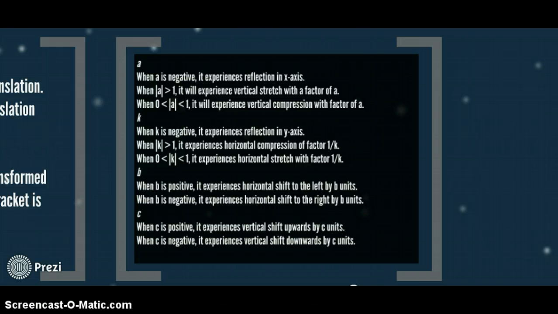As for K, when K is negative, it experiences reflection in y-axis. When K is more than 1, it experiences horizontal compression of factor 1 over K. When K is in the middle of 0 and 1, it experiences horizontal stretch with factor 1 over K.